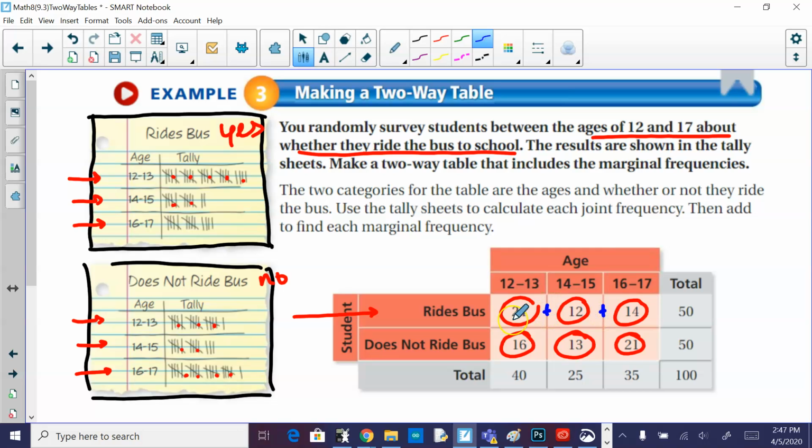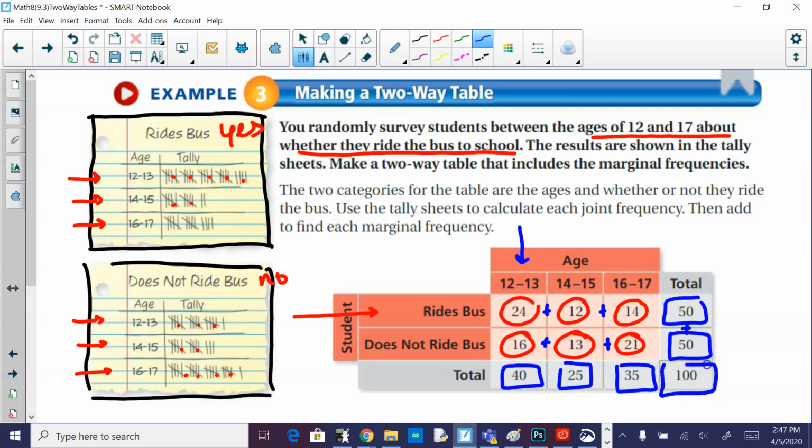Then we could do our marginal frequencies, and all we're doing is adding up the rows. These three numbers added together means that there were 50 students who do ride the bus. Adding this row up, there are 50 students who do not ride the bus. If we add up these columns, we had 40 12 to 13-year-olds, 25 14 to 15-year-olds, and 35 16 to 17-year-olds. So if we add 50 plus 50, we should have a total of 100 people who took this survey. 40 plus 25 plus 35 is also 100 people who took the survey.